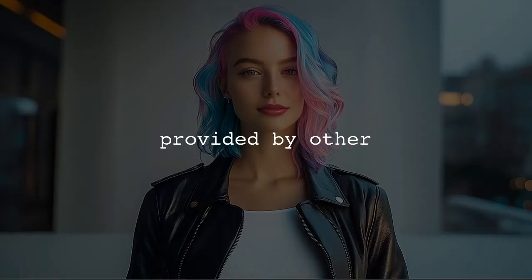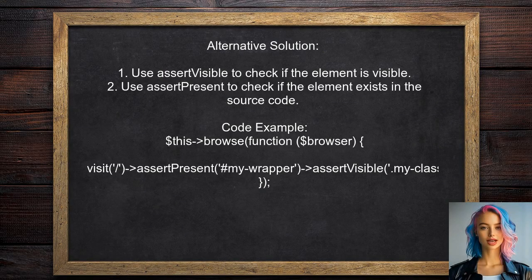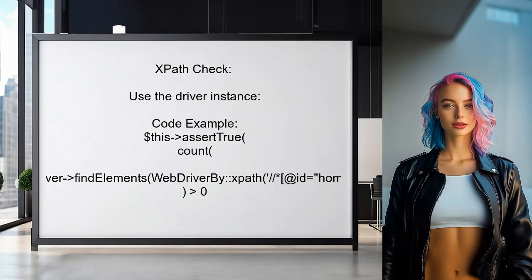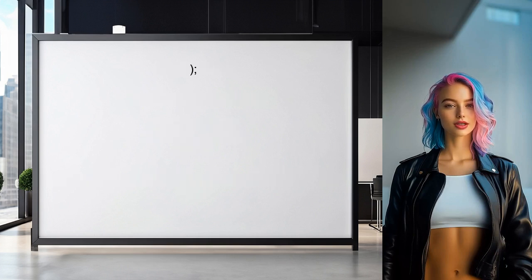Now let's look at the answers provided by other users. An alternative approach to check if an element is present in a Laravel Dusk test is to use the assertVisible and assertPresent methods. AssertVisible ensures the element is visible on the page, while assertPresent checks if it exists in the source code. If you need to check for an element using XPath, you can directly use the driver instance on the browser object. This allows you to call methods from the Facebook WebDriver API.